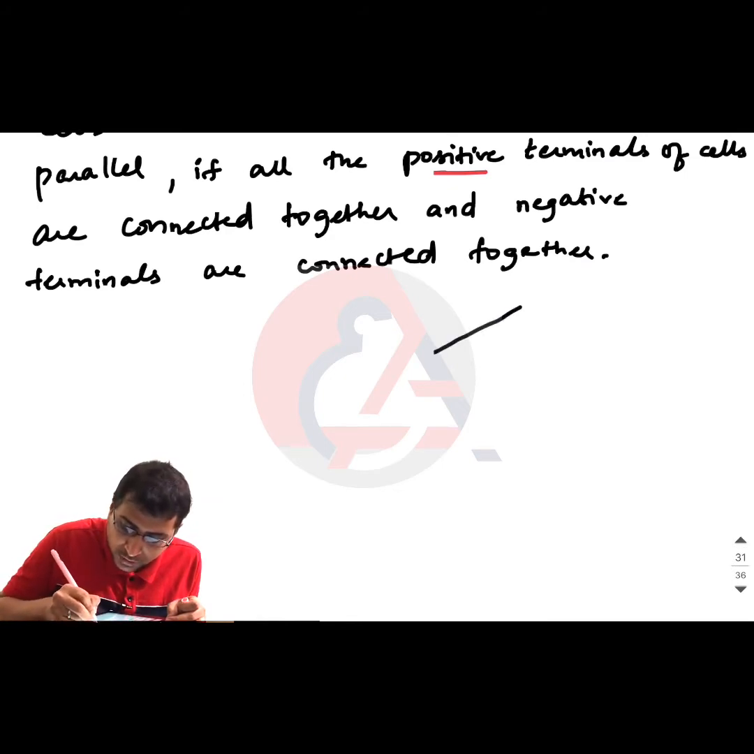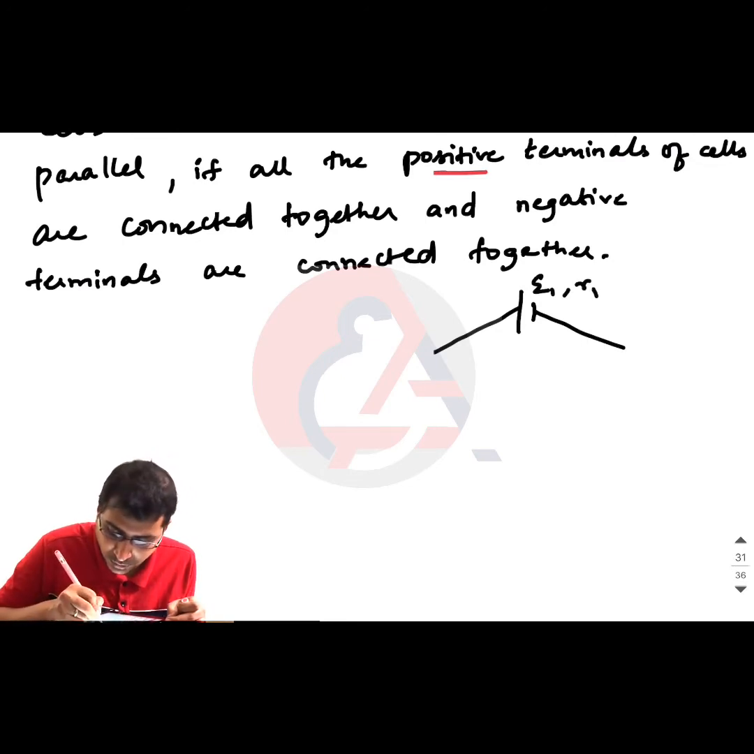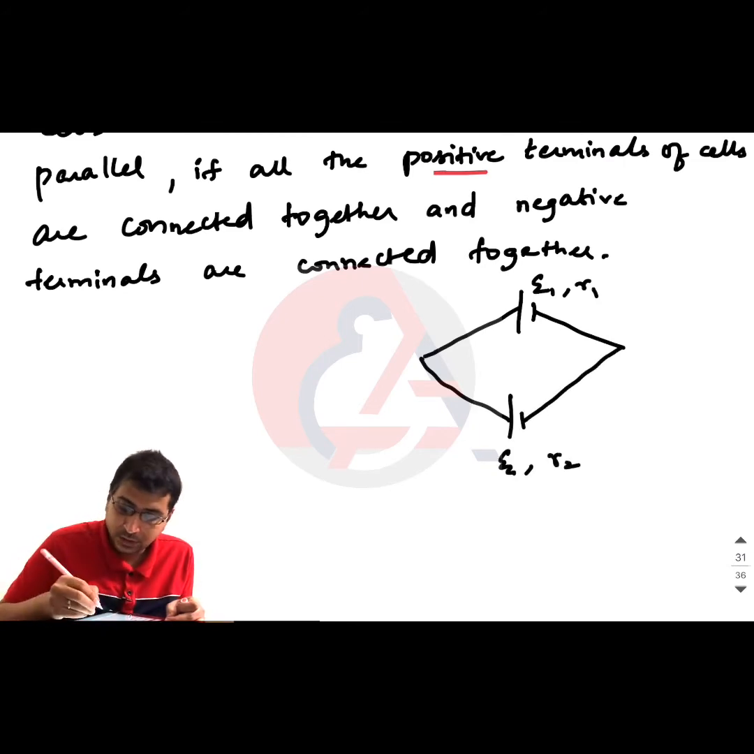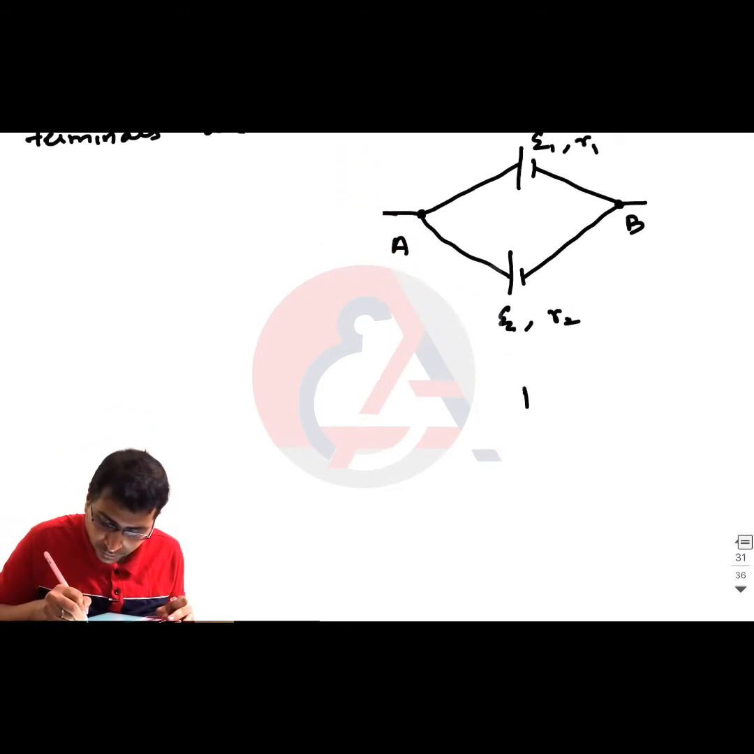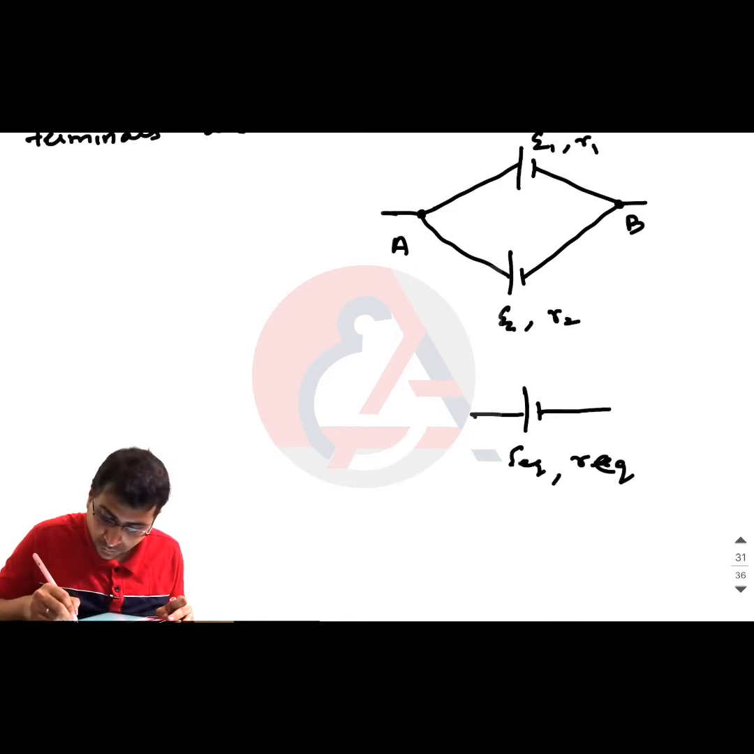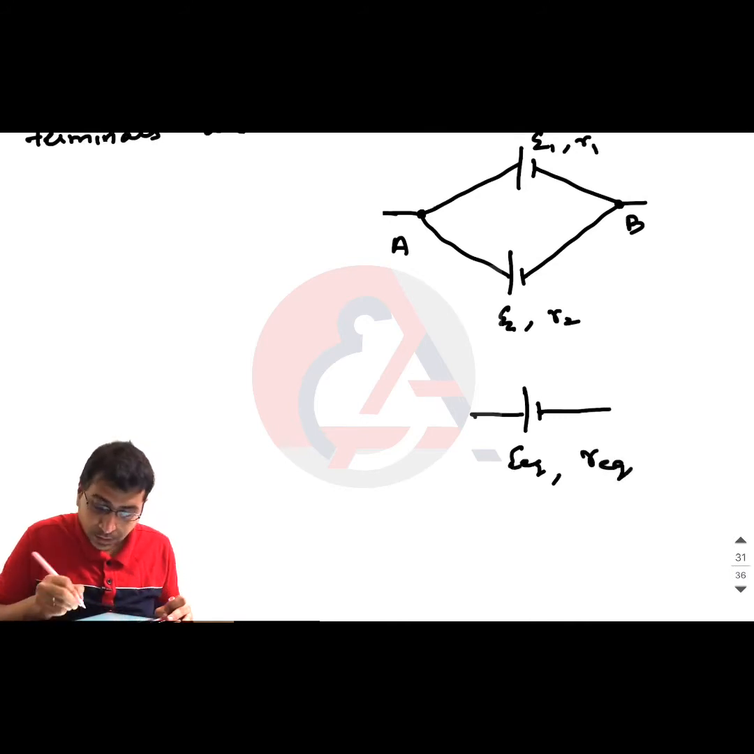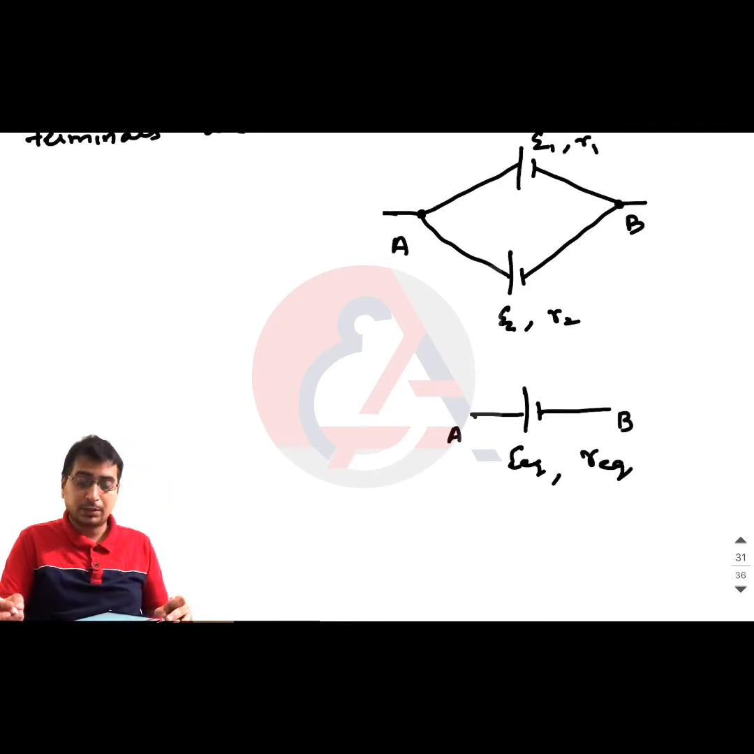So when two cells are connected, let's say the first cell has an EMF E1 and internal resistance R1. Similarly, the second cell has an EMF E2 and internal resistance R2. These two cells are connected in parallel. Now the equivalent EMF of this cell, let's call it E equivalent, and internal resistance R equivalent, connected across the same terminals A and B.